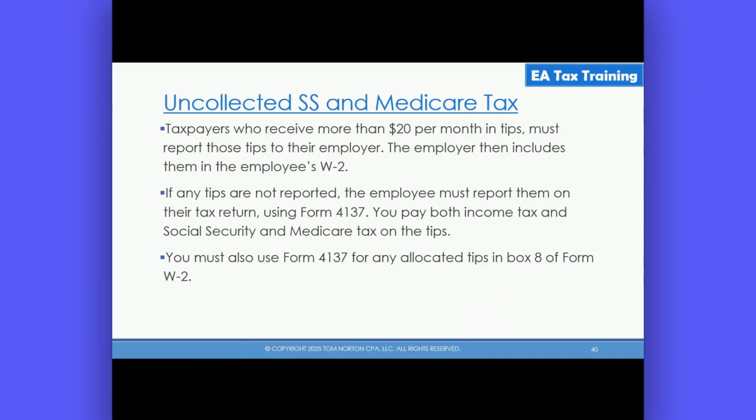Our next other tax, uncollected Social Security and Medicare tax. So if you get tips, you're supposed to report those. If for some reason you did not report those, then you're still supposed to pay Social Security and Medicare tax. And so you do that using this Form 4137, and you report that on your Form 1040. Not very common. I'm not saying that people who get these tips are actually going to report this, but this is the rule. They are supposed to report those and pay the extra Social Security and Medicare tax on those amounts.